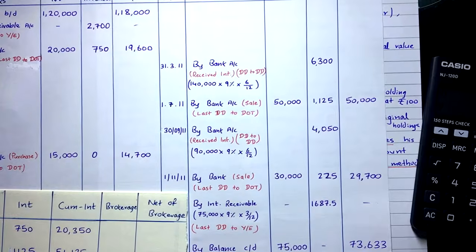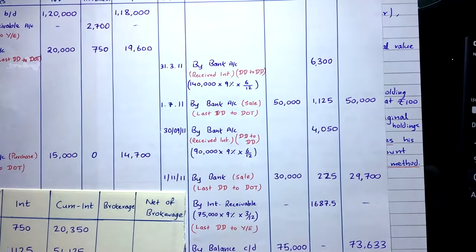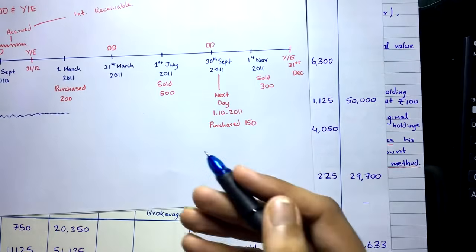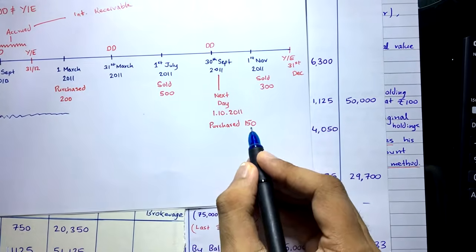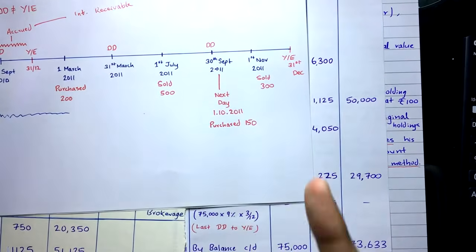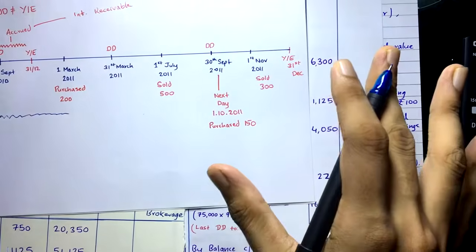Now let's get back to that. Purchase on 1st October. See here, and then what happened? The very next day we purchased 150 units. You already saw that in the question. So we purchased 150 units of bond on 1st October 2011, the very next day. So there would not be any interest in this.